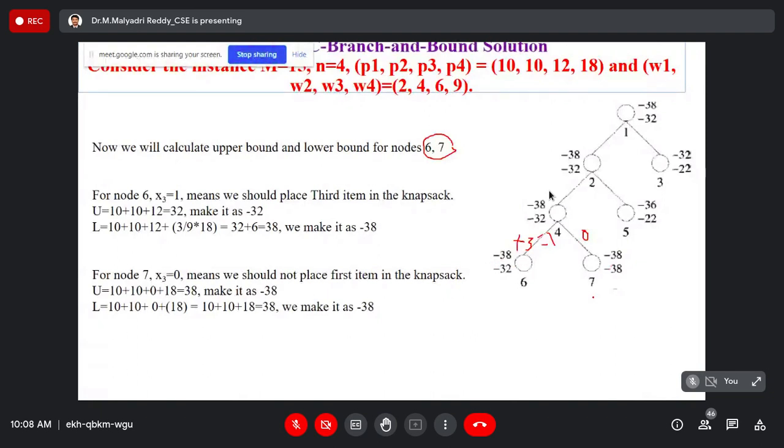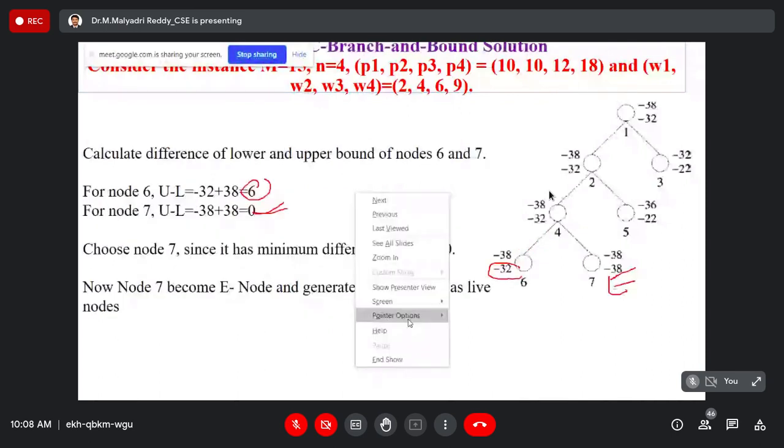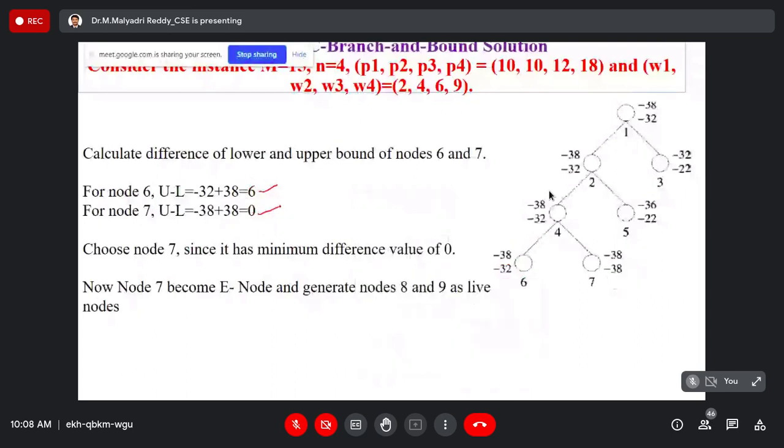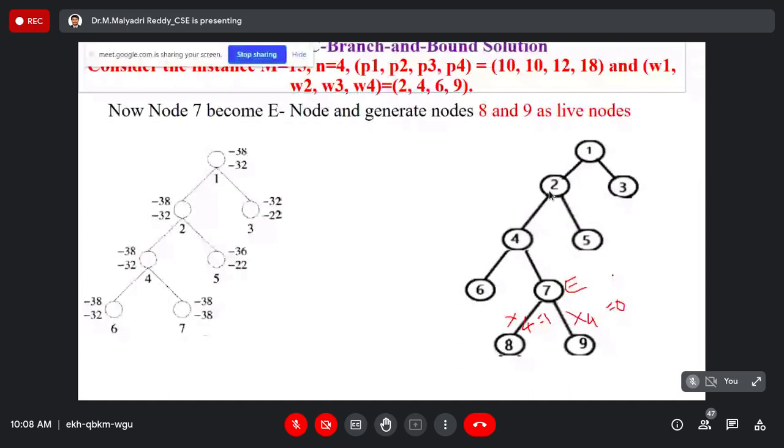Same process, I have to calculate the boundaries. Next, I have to calculate the difference of the 2 live nodes. 6, 0. So 0 is the minimum. That is why the 7th node becomes the E node. So the 7th node becomes the E node, which means it generates 2 children, that is 8, 9, with x4 equal to 1, x4 equal to 0.